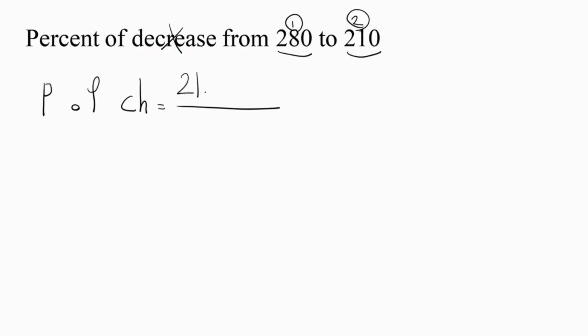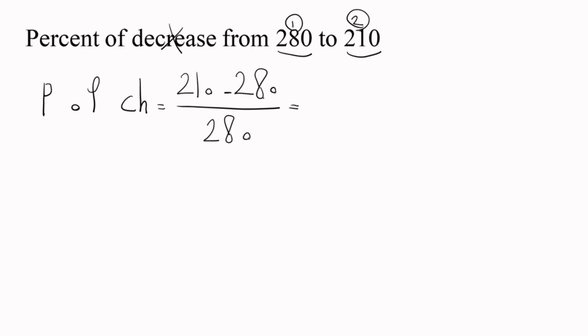Percent of decrease, assume that you do not have the formula, from 280 to 210. So this is going to be the first number and this is going to be the second number. I'm going to write it as percent of change: second number, 210, minus 280, divided by the first number, which is 280.